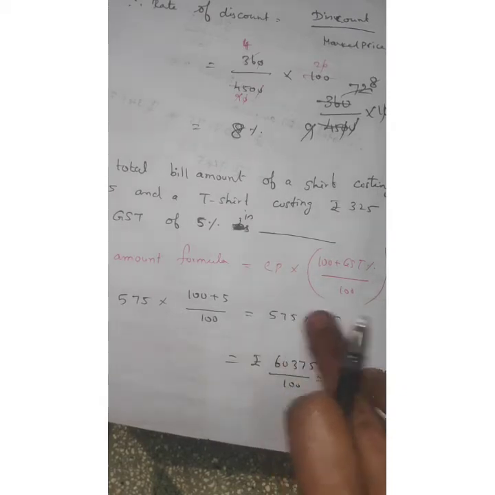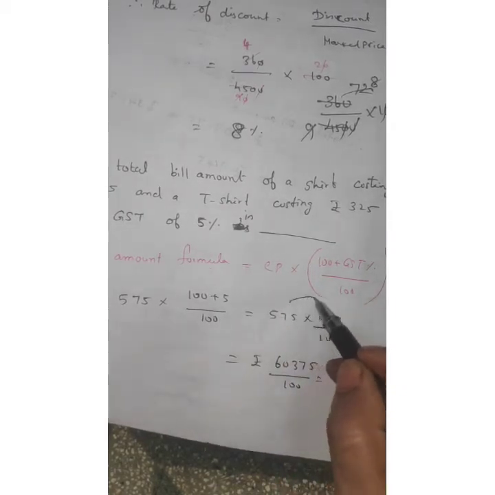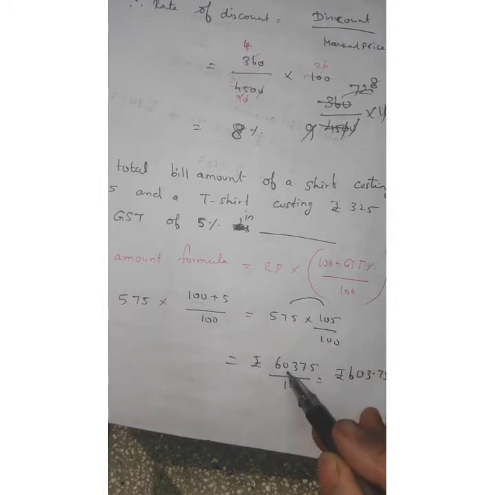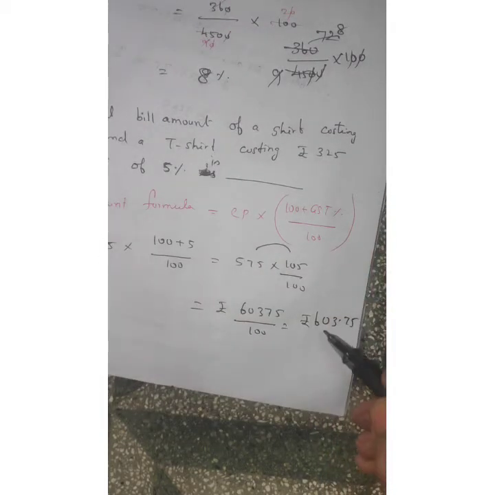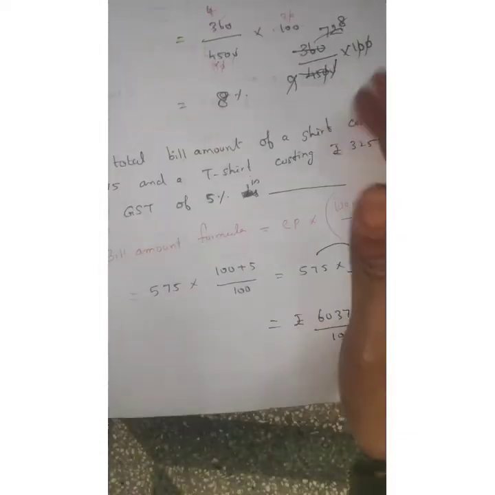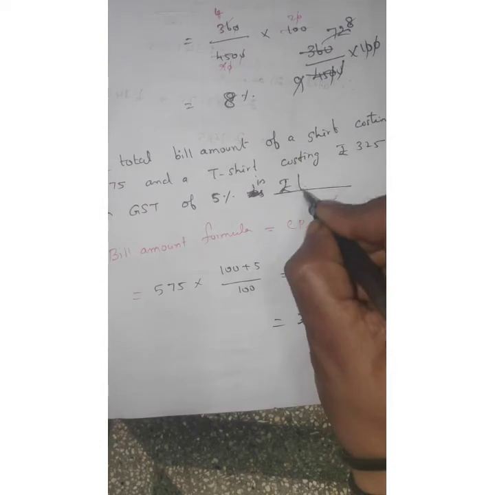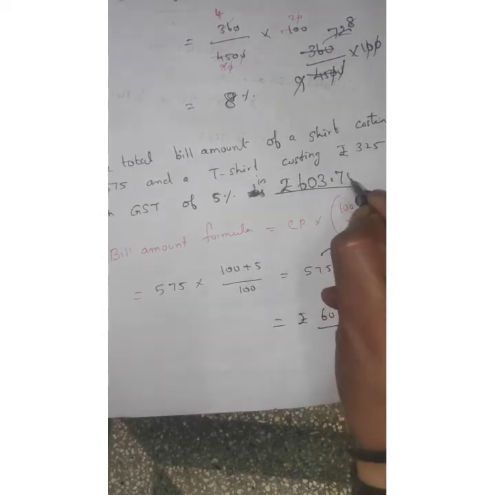Now multiply these two numbers, 575 and 105, and you get 60375 divided by 100. Two zeros cancel, so keep the decimal point accordingly. So the answer is rupees 603.75.